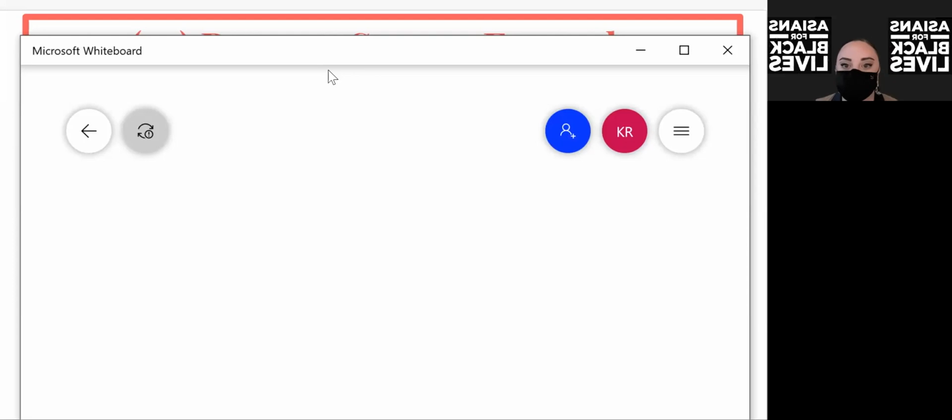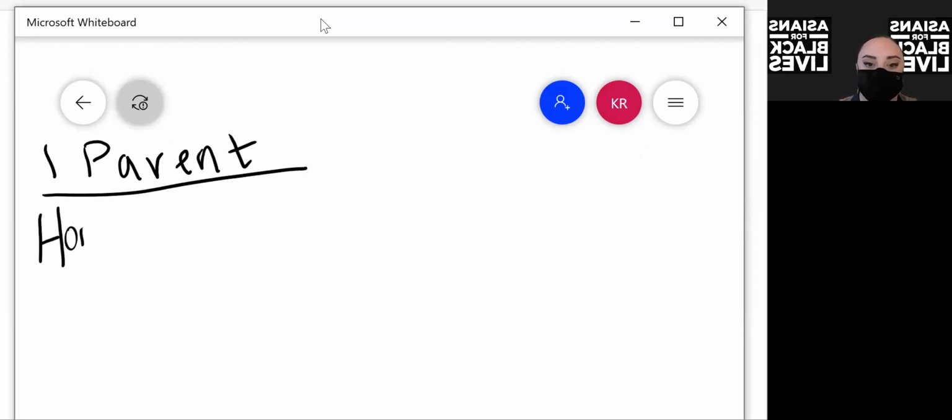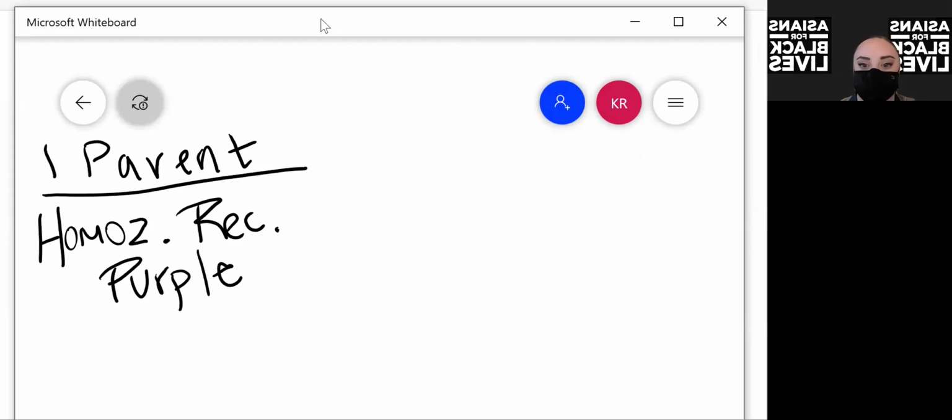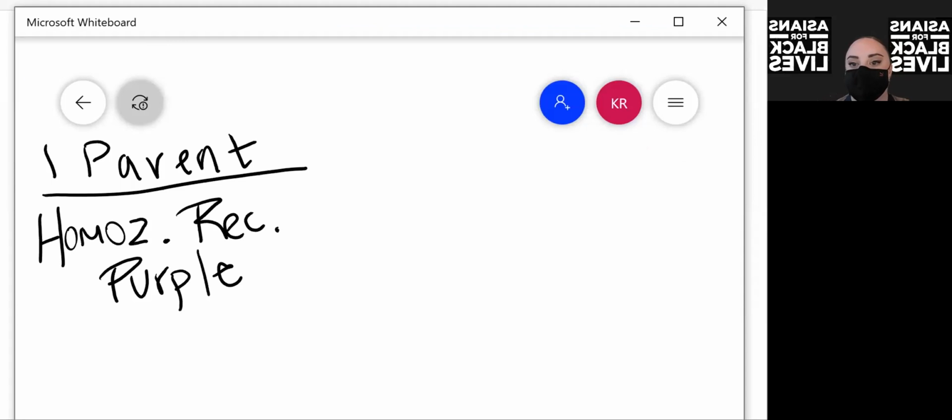All right, it says we cross a homozygous recessive purple organism. So one parent is homozygous recessive purple, okay, with a heterozygous white organism. One other parent.